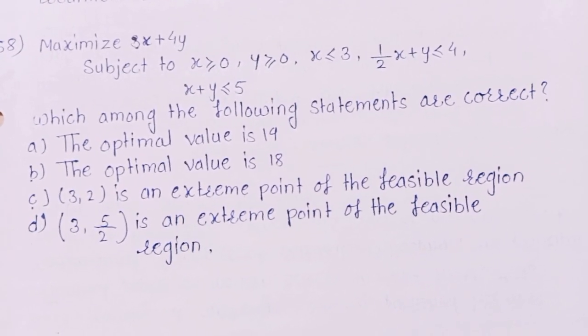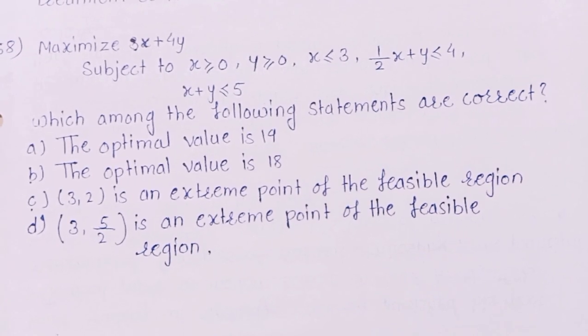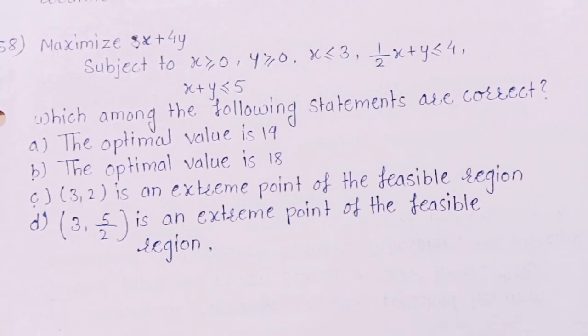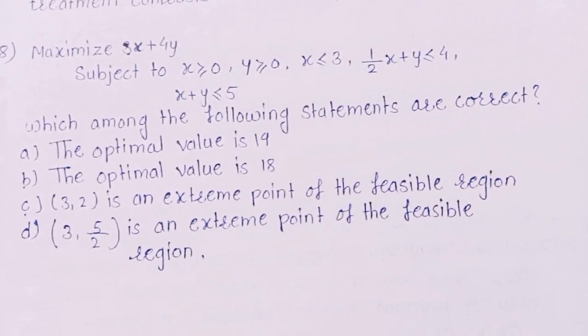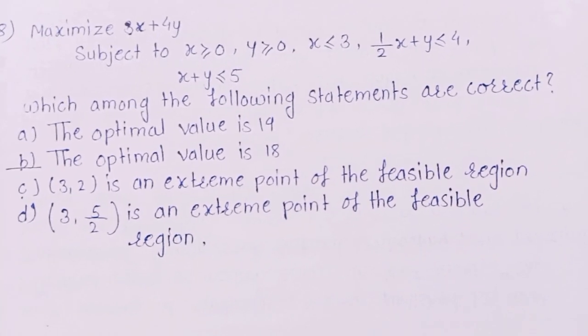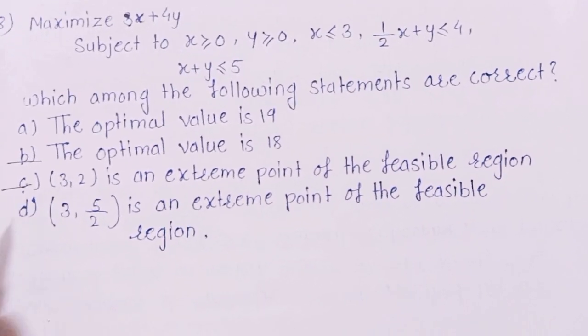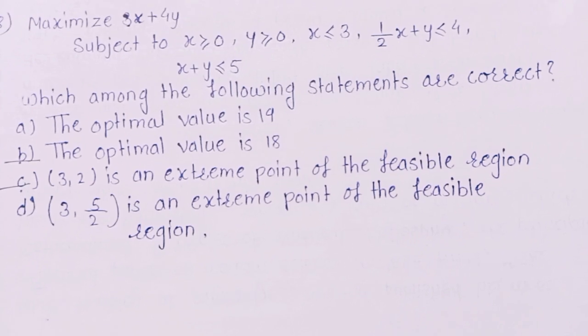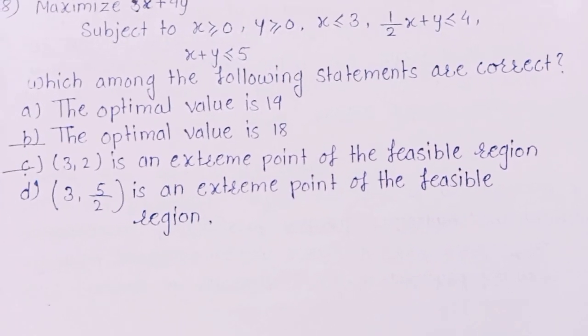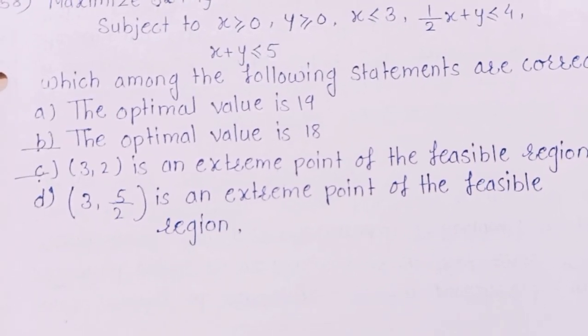Next, maximize 3x plus 4y subject to x greater than or equal to 0, y greater than or equal to 0, x less than or equal to 3, 1 upon 2 x plus y less than or equal to 4, x plus y less than or equal to 5. Which among the following statements are correct? Option B: the optimal value is 18. C option is also correct: (3, 2) is an extreme point of the feasible region. B and C are the correct options.